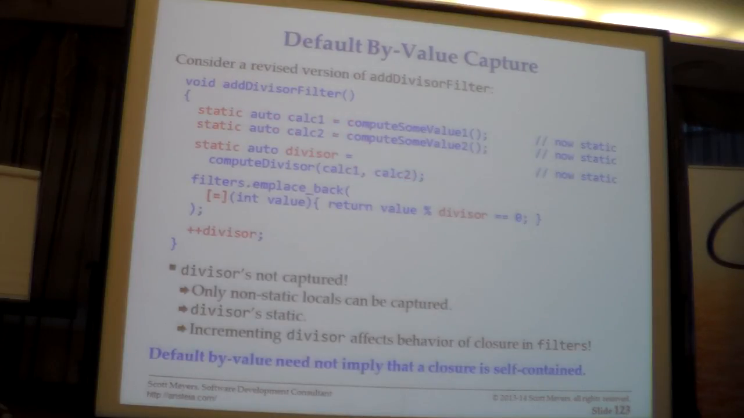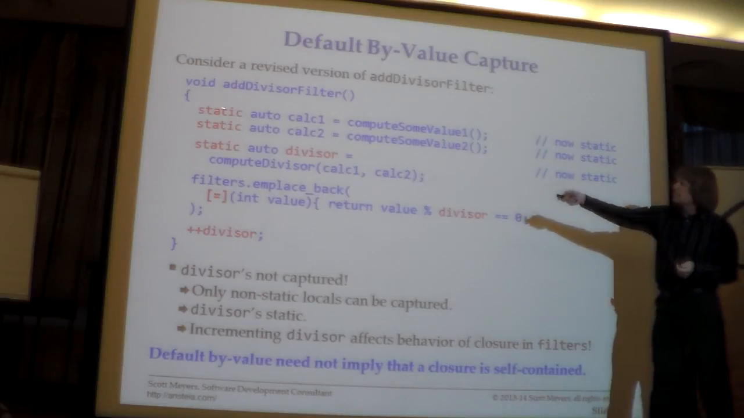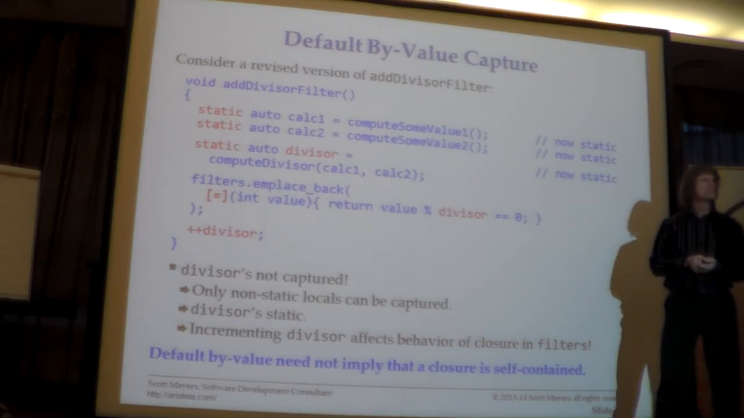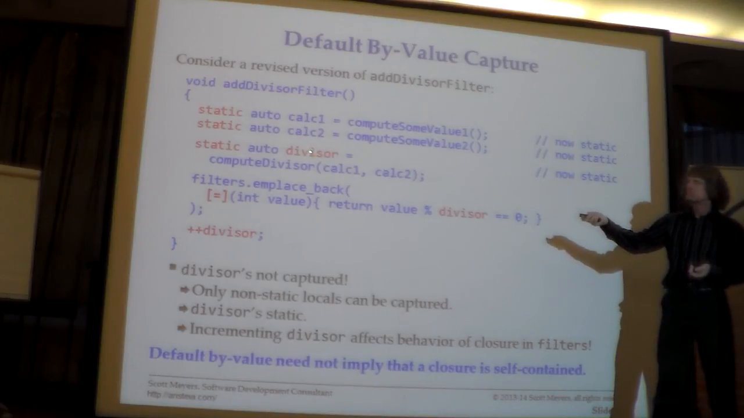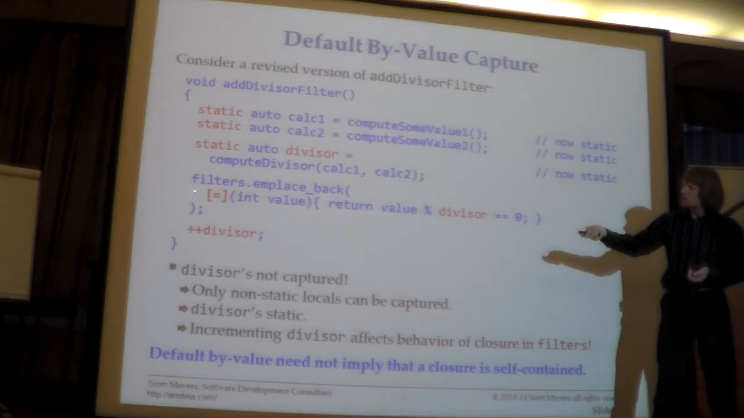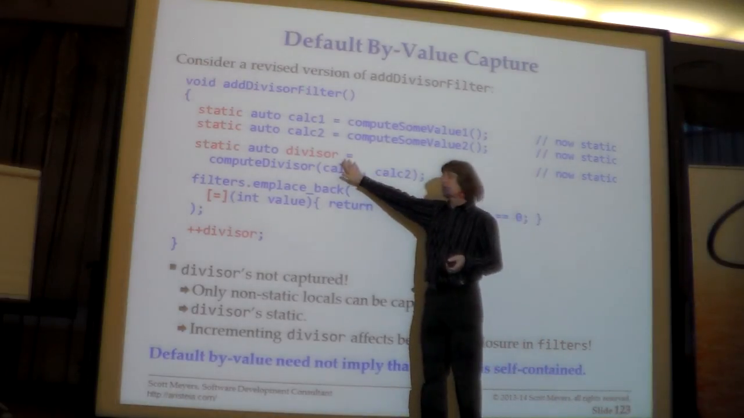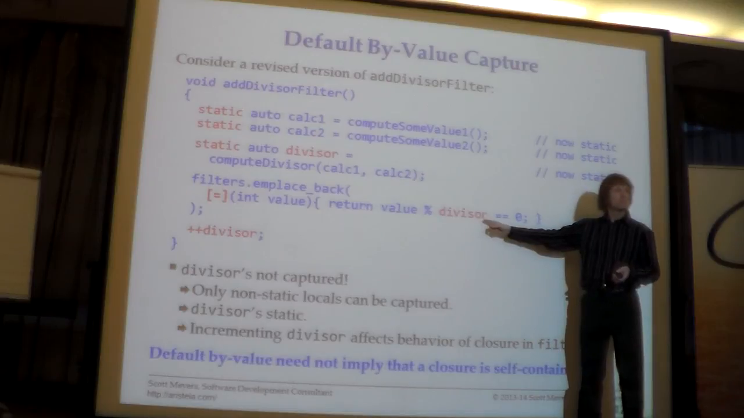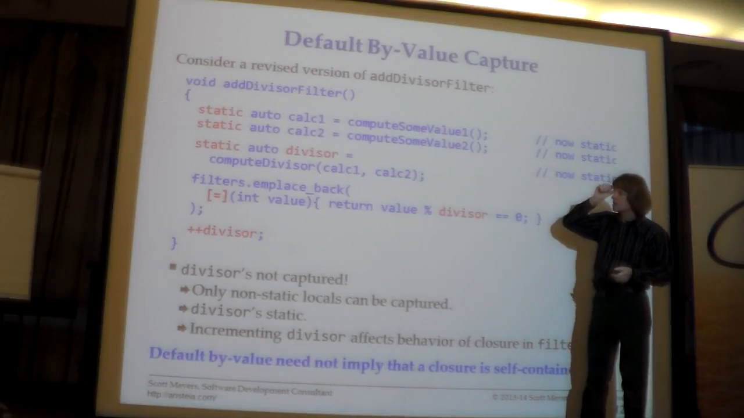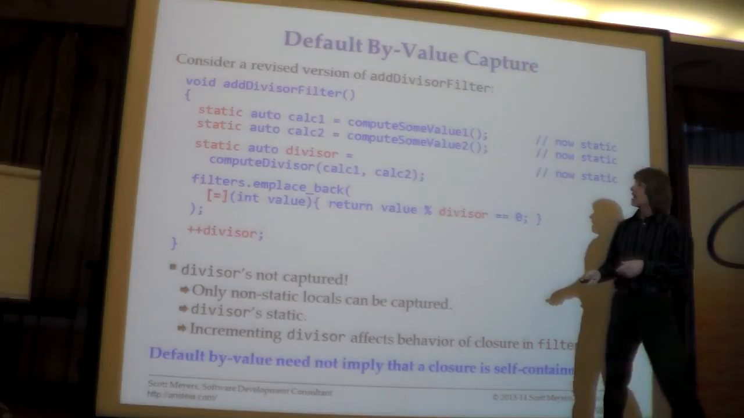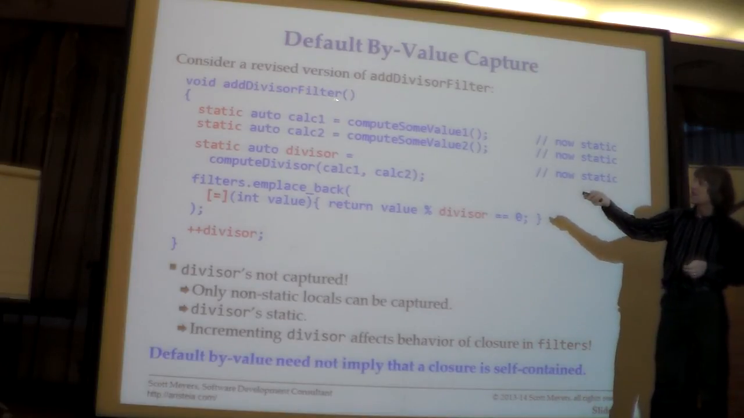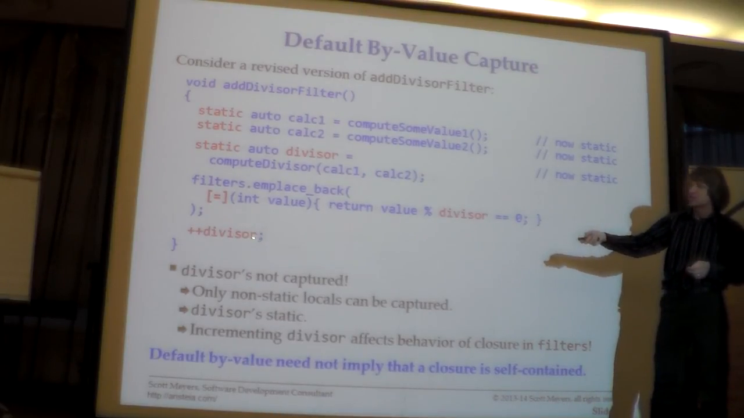But let me change the example a little bit. I'm just going to change it one tiny little bit. I just made a few things static. That's all. So divisor is now static. Notice the default by value capture. Divisor is a local variable. I'm using divisor here. There's no member functions going on here. This is pretty straightforward. And then I'm going to count how many times I call add divisor filter. There it is, plus plus divisor.